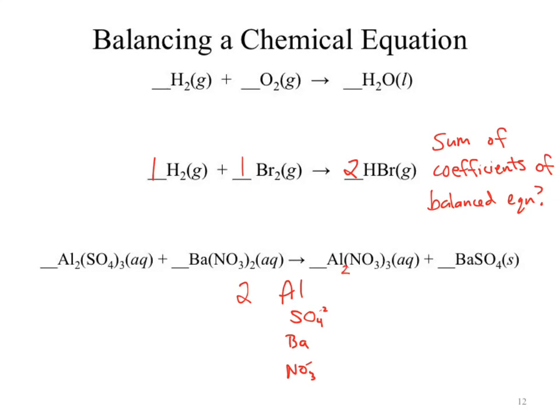No. What's wrong with that? That means it's bonded to itself. I'm changing the formula. I cannot change the formula when we start balancing. The 2 needs to go out front. So I had a 1 that's now become a 2. My aluminum's balanced. Now what do I choose to balance?